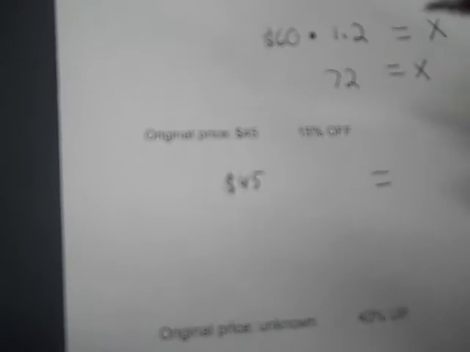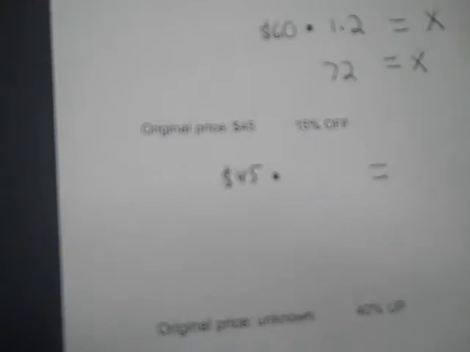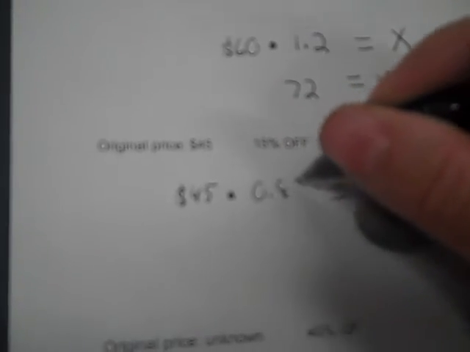Okay, next one, the original price is $45, so I write 45 down, and I'm going to multiply that by the percent, but not the percent they give me. We have to take 100%, and it's off, so we minus 15%, and that's 85%. Now divide that by 100. You can't put it in the equation until the percent's divided by 100. 0.85. So that's what we put over here.